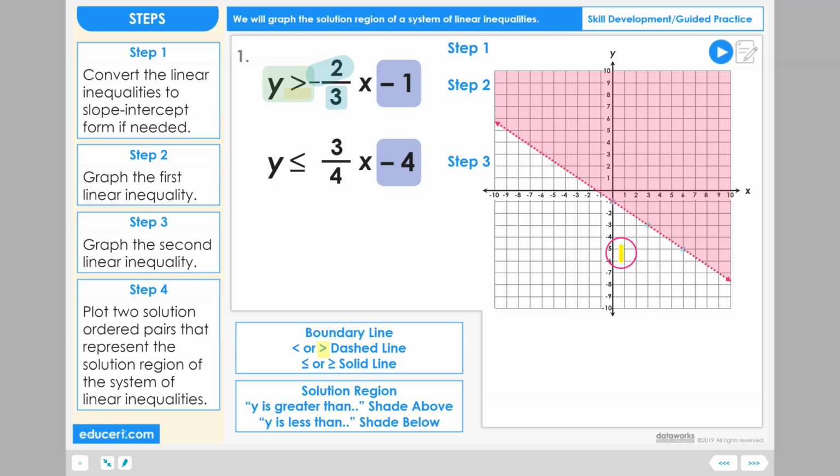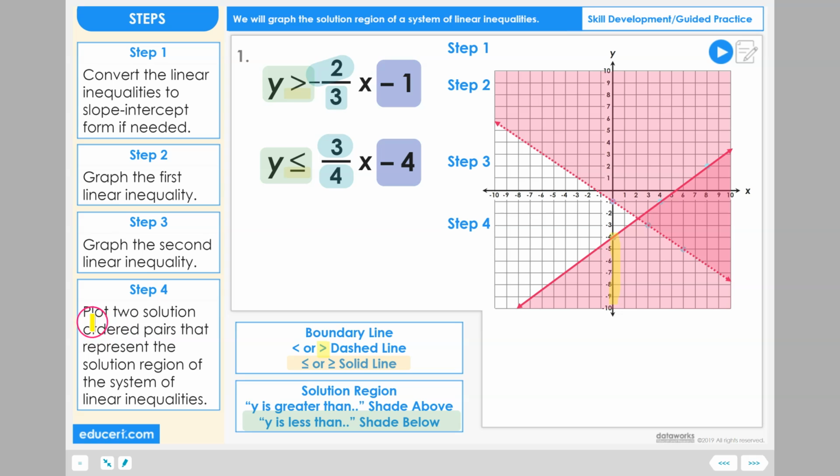We plot a point, negative 4, for the y-intercept. We follow the slope movement of up 3 and 4 to the right, up 3, 4 to the right. Our boundary line will be a solid line this time because it is y is less than or equal to, and the solution side for the second linear inequality is going to be below the boundary line because y is less than inequalities shade below the boundary line.